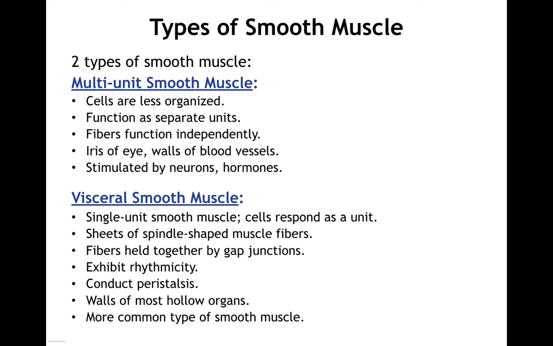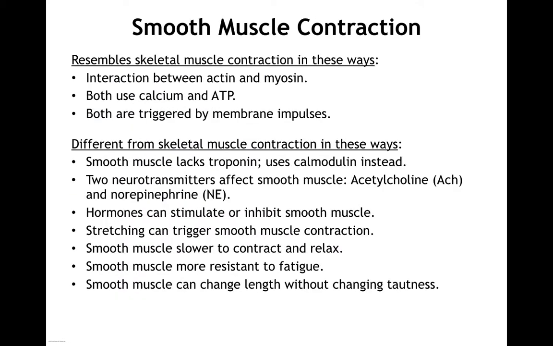The visceral smooth muscles are single unit smooth muscles. Their cells are going to respond as a unit. They're sheets of spindle shape muscle fibers. Their fibers are held together by gap junctions. They have rhythmicity, so they beat with a rhythm. They are very important for the conduction of peristalsis, especially in the digestive system. And most of the hollow organs have smooth muscle in their walls, and this visceral smooth muscle is the most common of the smooth muscle types.